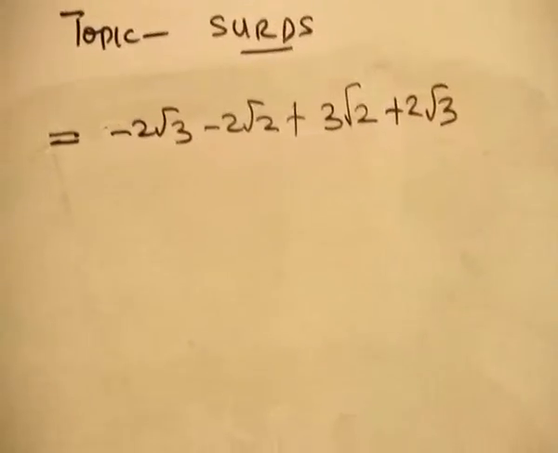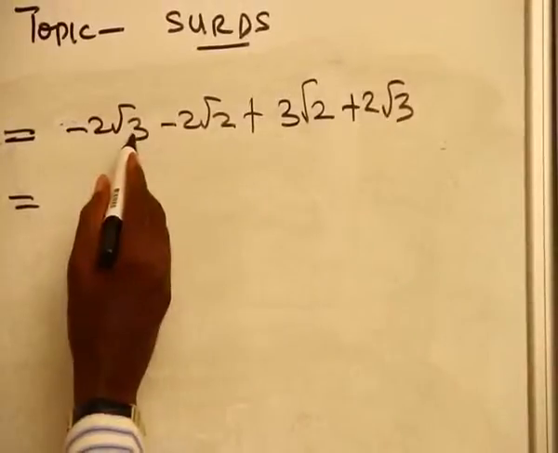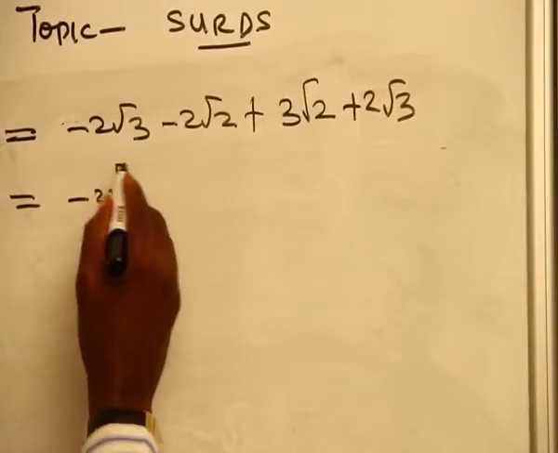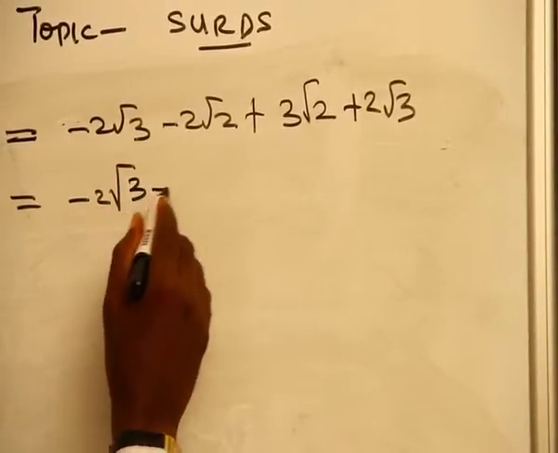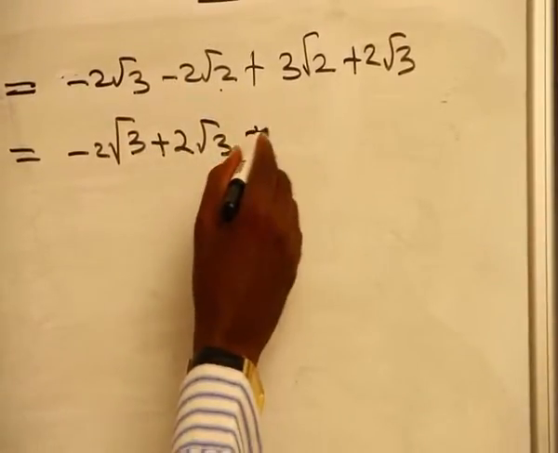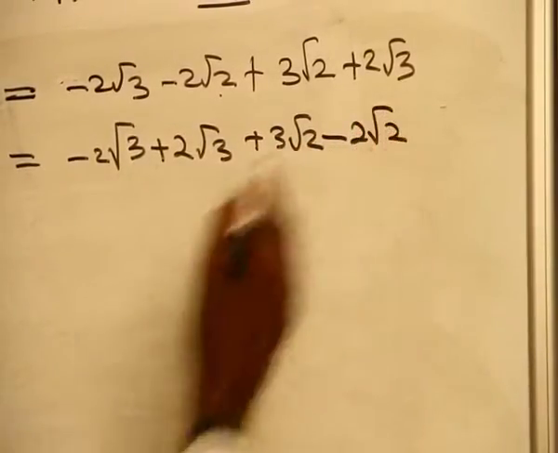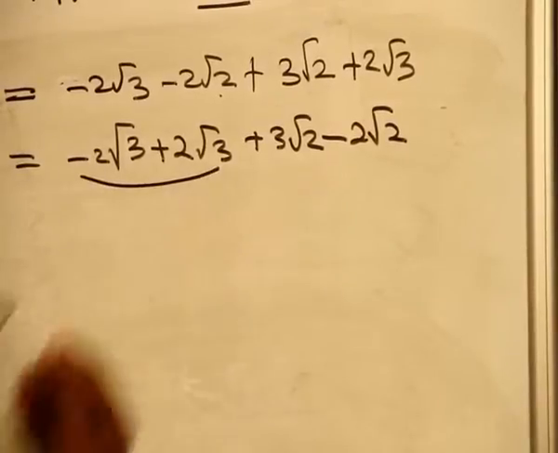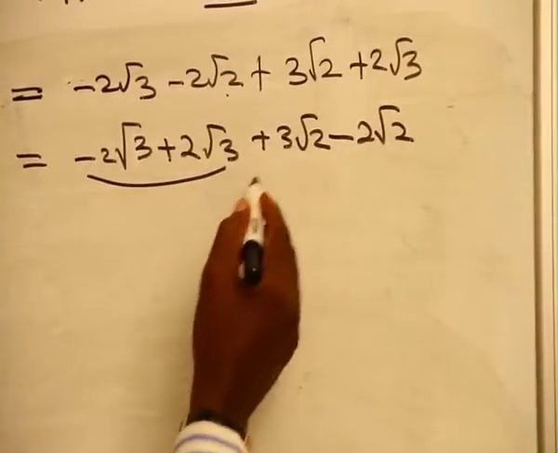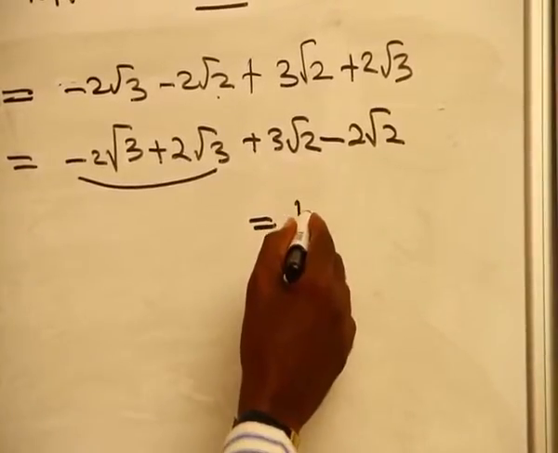Now let's observe. Collecting like terms, the like terms here will be the roots. Root 3 to root 3, so we have minus 2 root 3 plus 2 root 3. Then root 2 to root 2, we have plus 3 root 2 and minus 2 root 2. Fine. These two, they are equal and they will be 0, minus and plus. Meanwhile 3 root 2 minus 2 root 2 will be equal to 1 root 2.